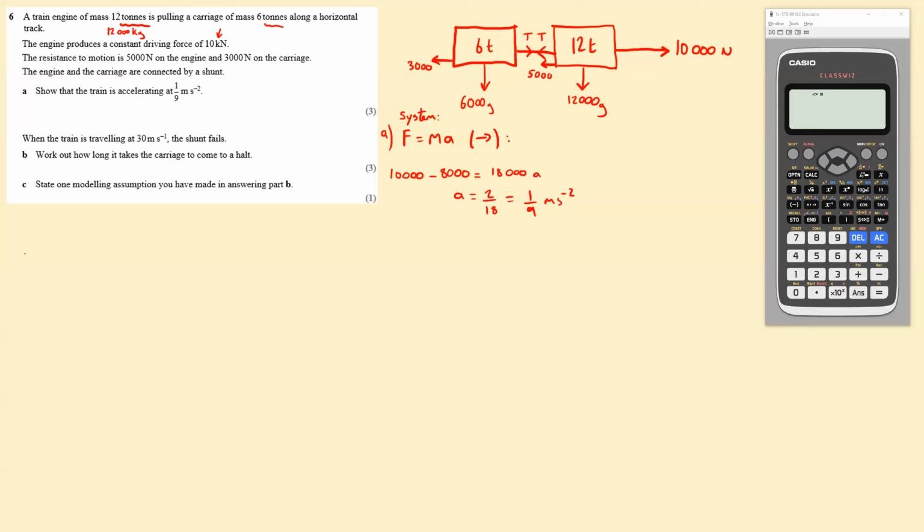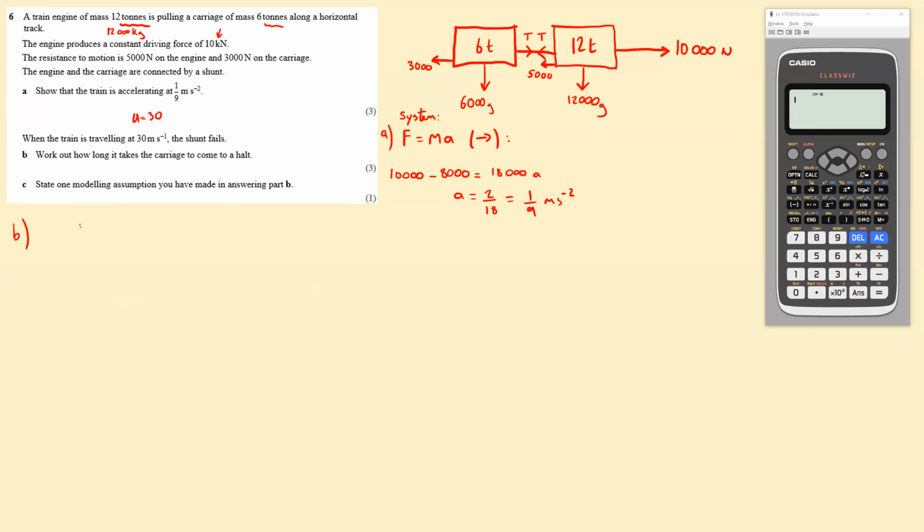So that's that part. Part B, when the train is traveling at 30 meters per second, the shunt fails. Work out how long it takes the carriage to come to a halt. Okay, so the first thing I'm thinking here is, sure, we know it's at 30 meters per second. We'll get to that in a little bit. That to me right now is just basically sticking out in my head as u equals 30. So a starting velocity is 30. It doesn't matter for now though. Let's have a think. Actually, could we just use that to find acceleration? No, we couldn't. Let's just have a think what's happening to my diagram.